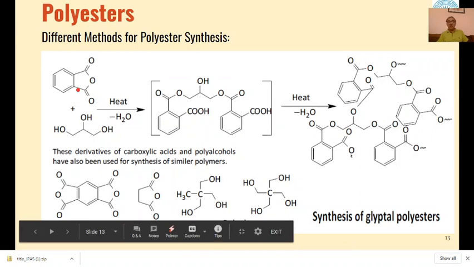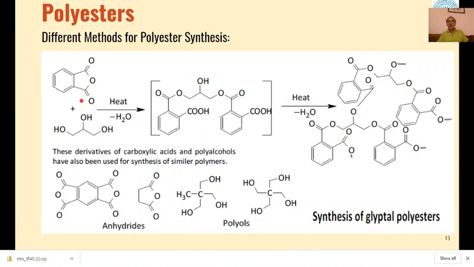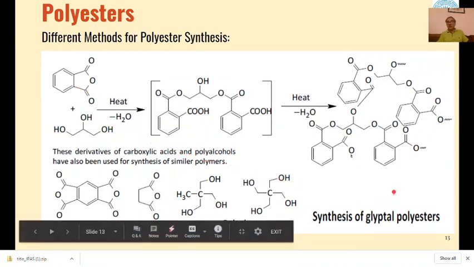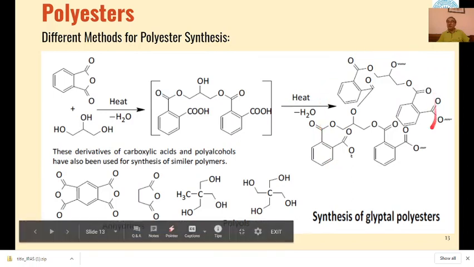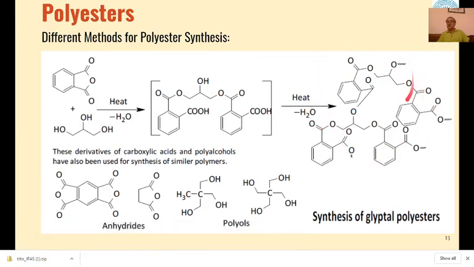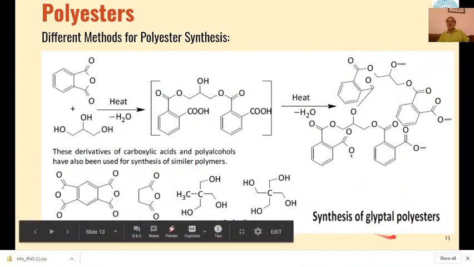Then some more three-dimensional polyesters can be formed like this. This is a glyptal polyester. Anhydride on reaction with triols: instead of glycols or diols, we use triols. When triols are used, we get a three-dimensional polyester structure of this type. Such polyesters are called glyptal polyesters.